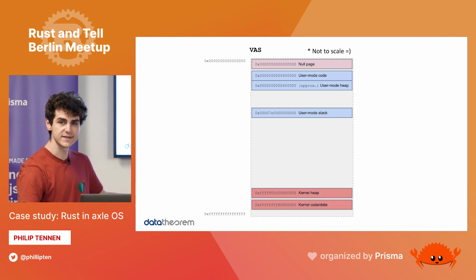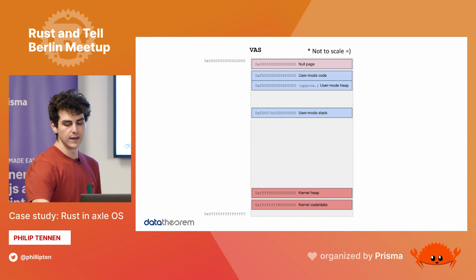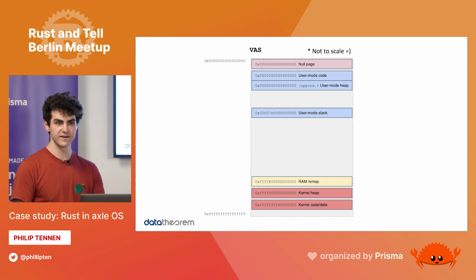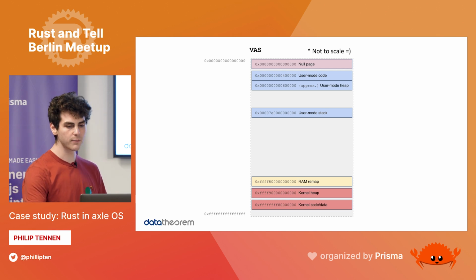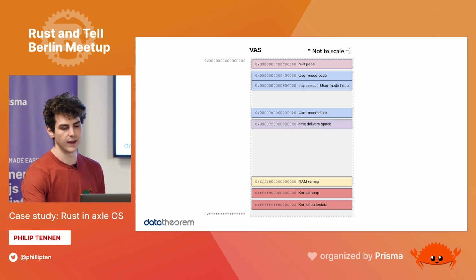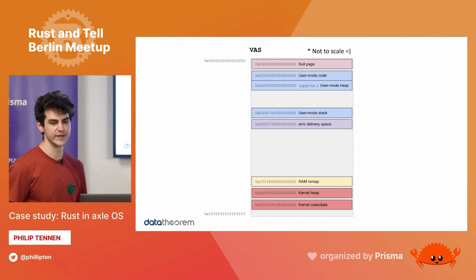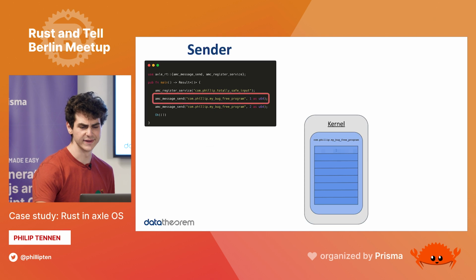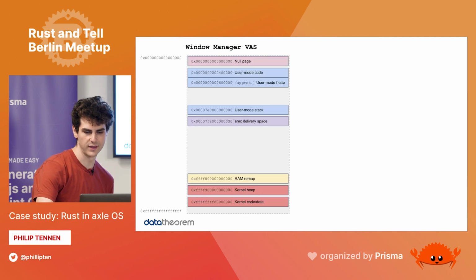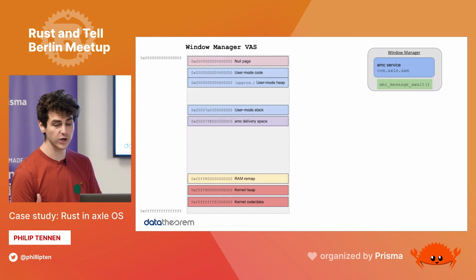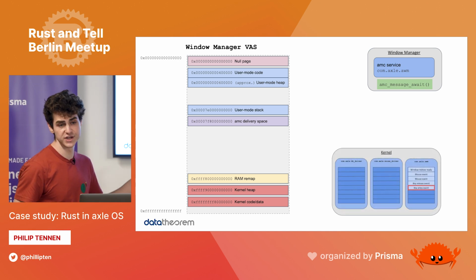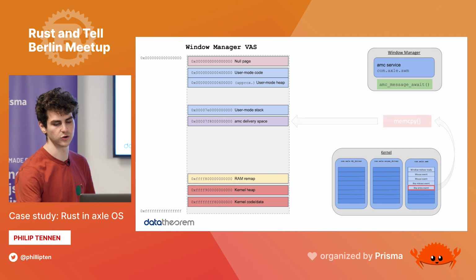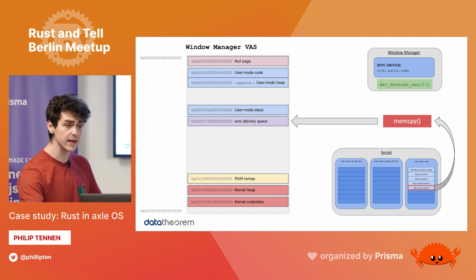You've got kernel mappings that are shared in every process. In Axel OS, we take physical RAM and remap it in high memory. So that's sitting around. And then there's one more memory mapping that's really important here, called the AMC delivery space. When the window manager uses that await syscall, the kernel will take a message out of that queue sitting in the kernel, and it'll memcopy it into the AMC delivery space.